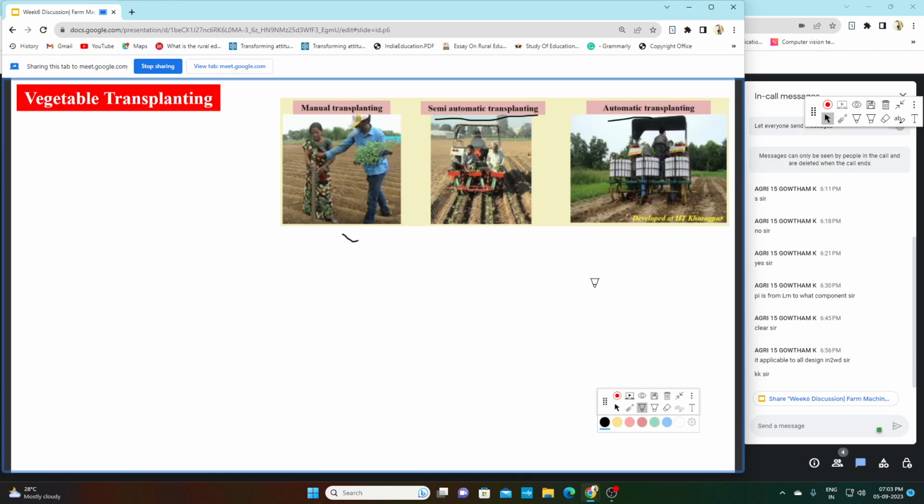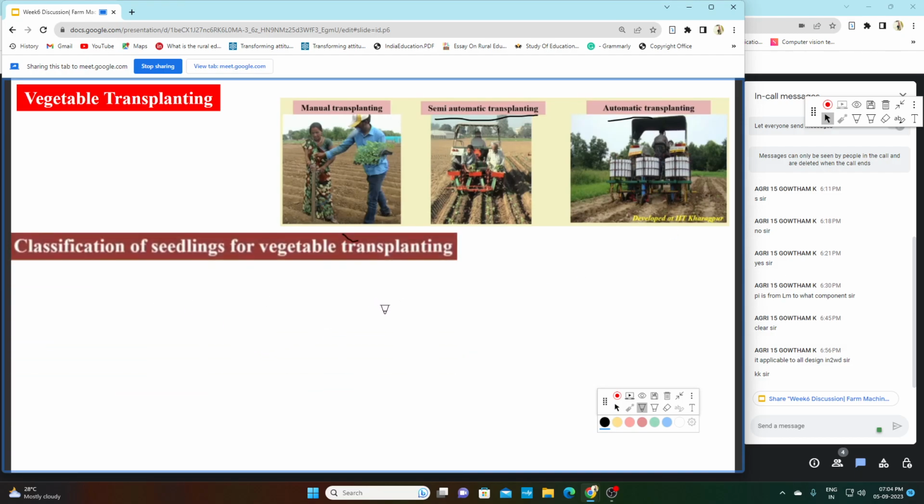Now mechanical power is also divided into two parts: semi-automatic and automatic. Semi-automatic is a combination of manual and automatic. In semi-automatic, the transplanting is done by human itself, but the power source is a tractor. So that is why it is semi-automatic. But in automatic it is totally mechanical, that is, the power source is also the tractor, as well as the transplanting operation is also done by mechanical power. So that is why this is automatic transplanting.